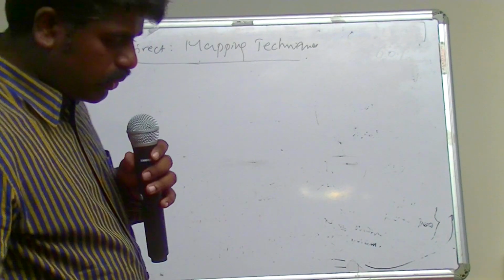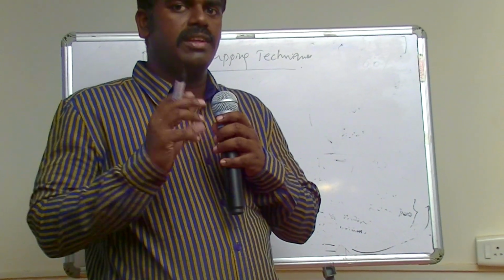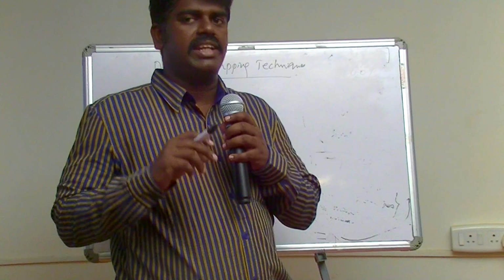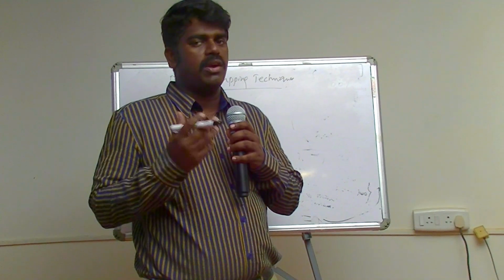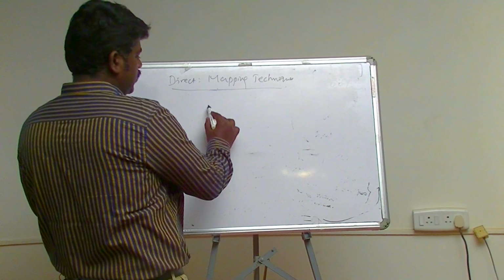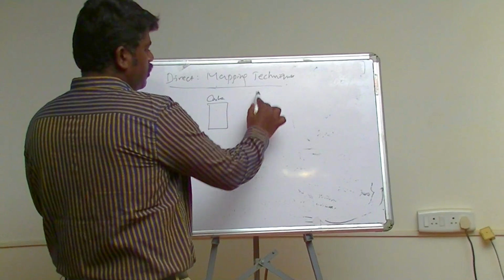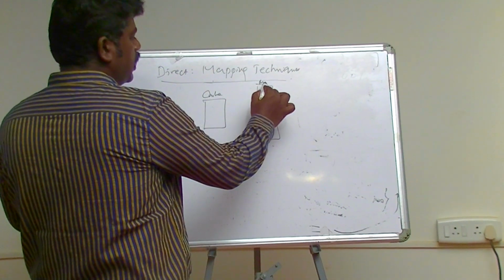As I told you, the processor will create the address, and it will first check whether the data is present in the main memory or in the cache. So first it will go and check with the cache. If it is not present, then it will go to the main memory.